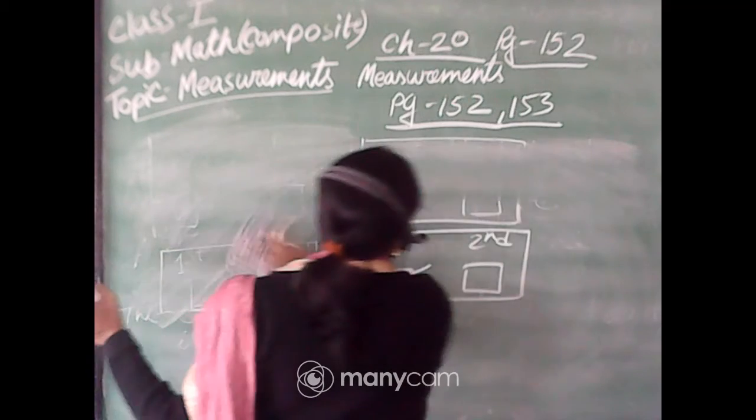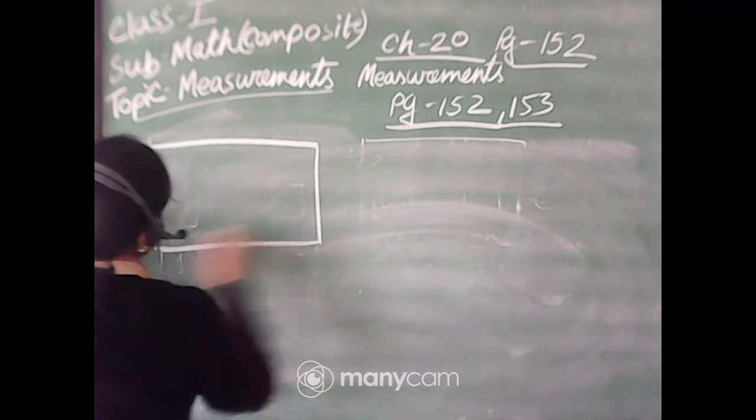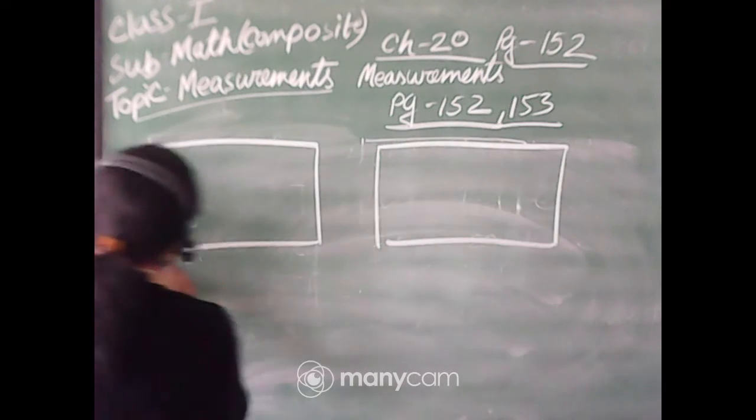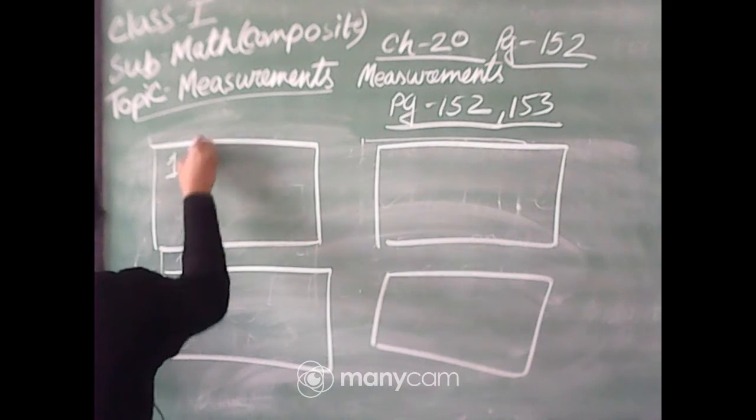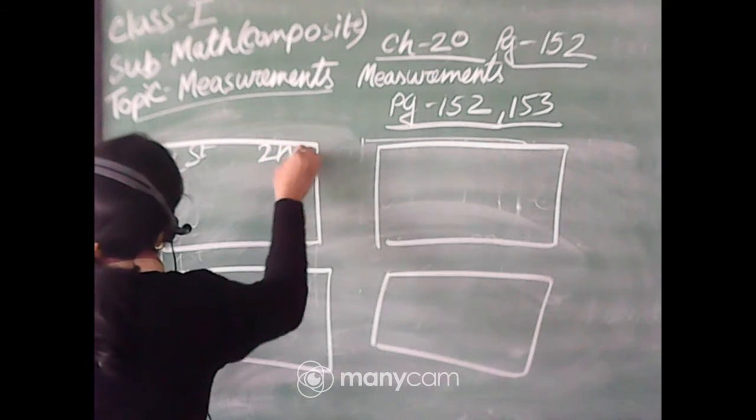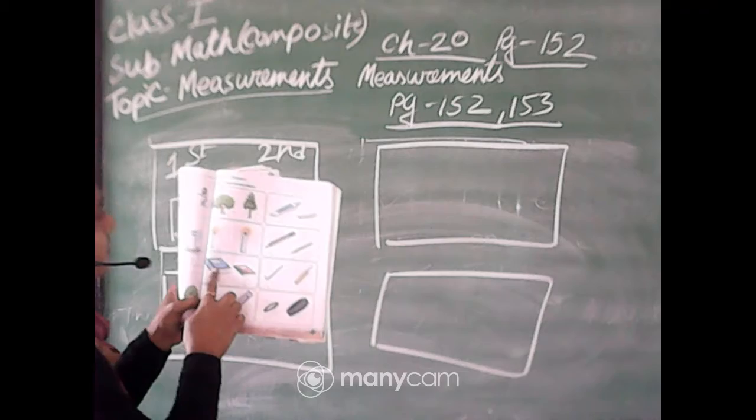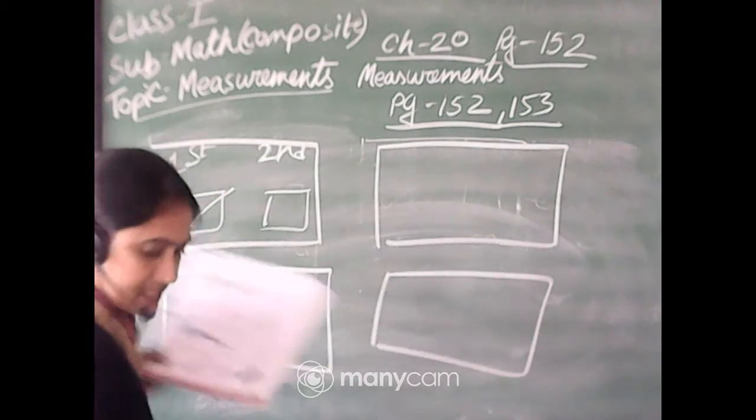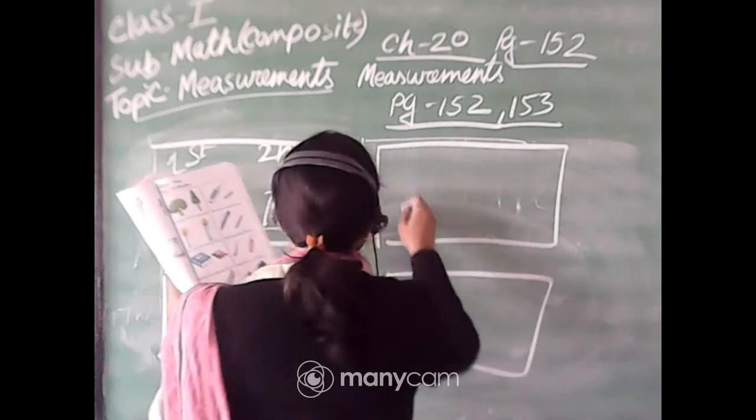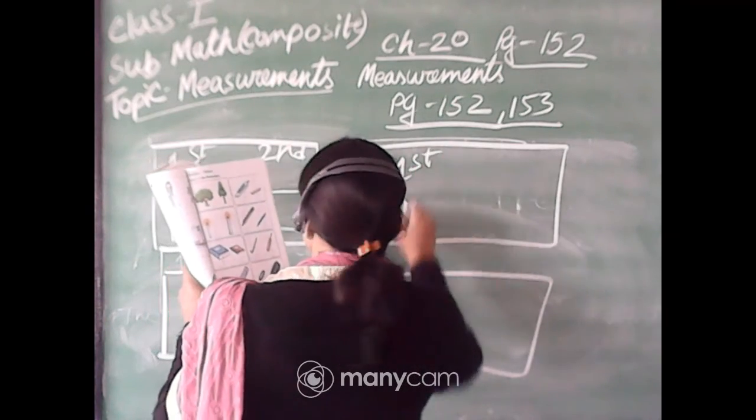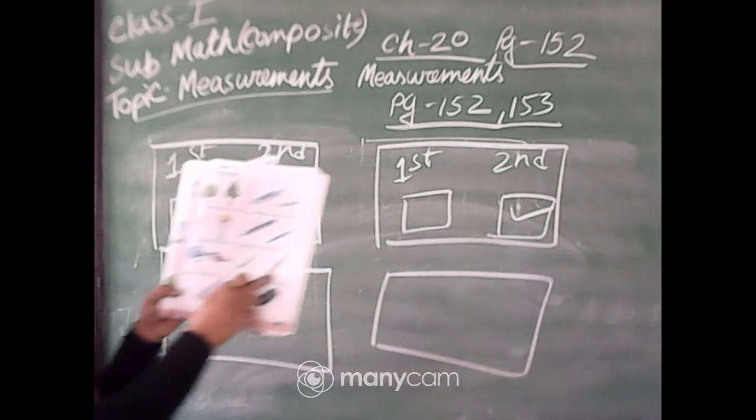Now, here is also first object and the second object. Which book is thicker? This book, first book is thicker. So you all please tick the first. Next, hockey stick and cricket bat. So which one is thicker, first or second? Second one is thicker. So you all please tick over here.